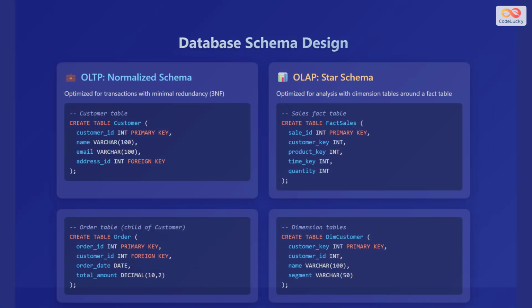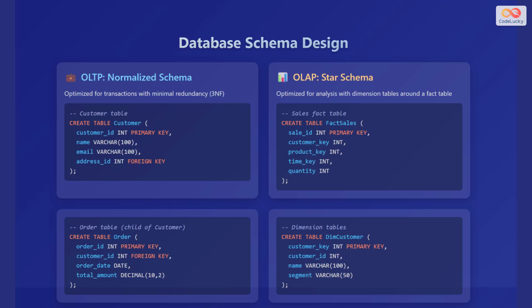Here we will discuss database schema design. OLTP systems typically employ a normalized schema optimized for transactions with minimal redundancy, often adhering to the third normal form, or 3NF. For instance, a customer table might be created with columns like customer ID, name, email, and address ID, with the customer ID as the primary key and address ID as a foreign key.